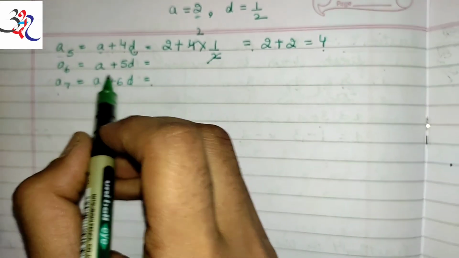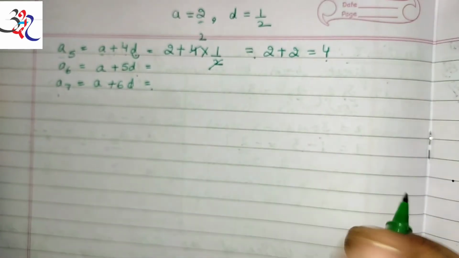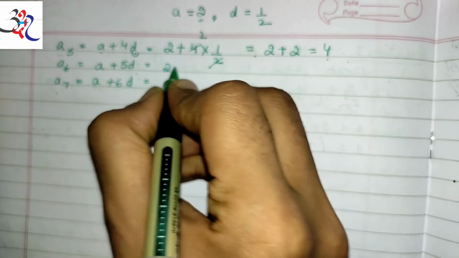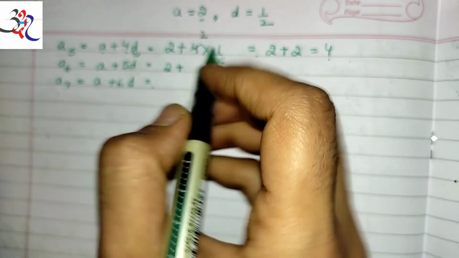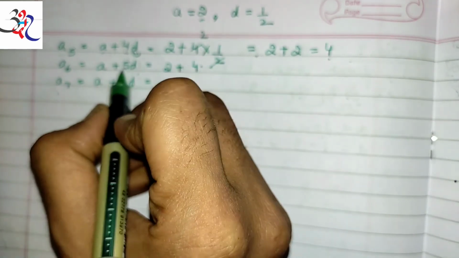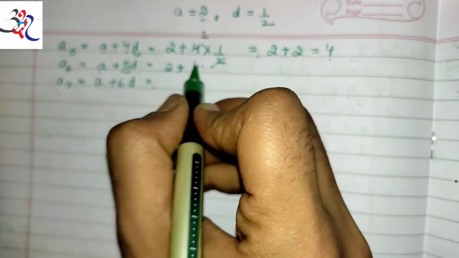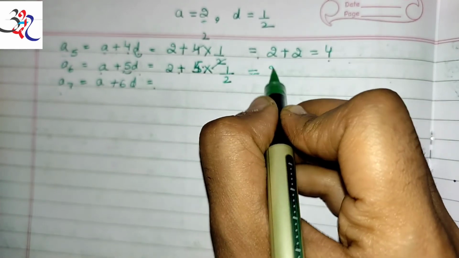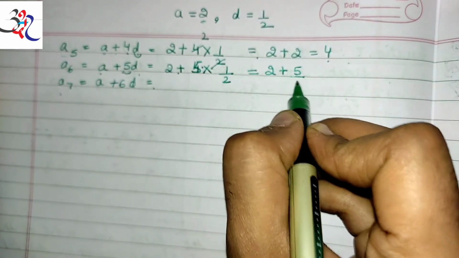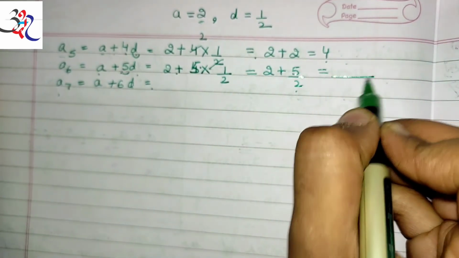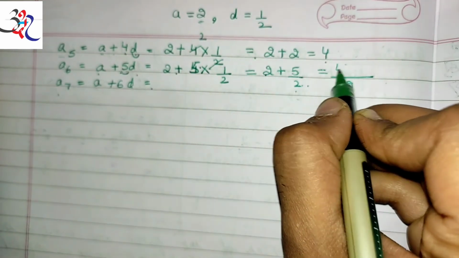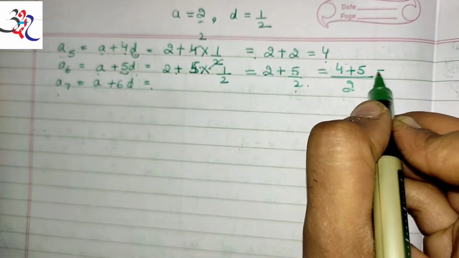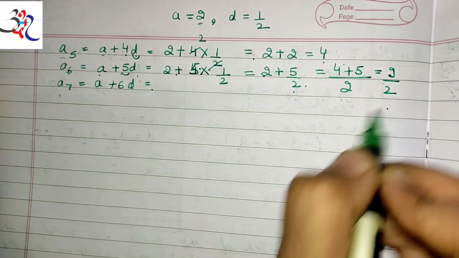Next is A6 is equal to A plus 5D. So again A is what? A is my 2 and 5 into D is my 1 by 2. So I will get 2 plus 5 by 2. After taking LCM, it will become 2 2 is the 4. 4 plus 5 is equal to 9 by 2.